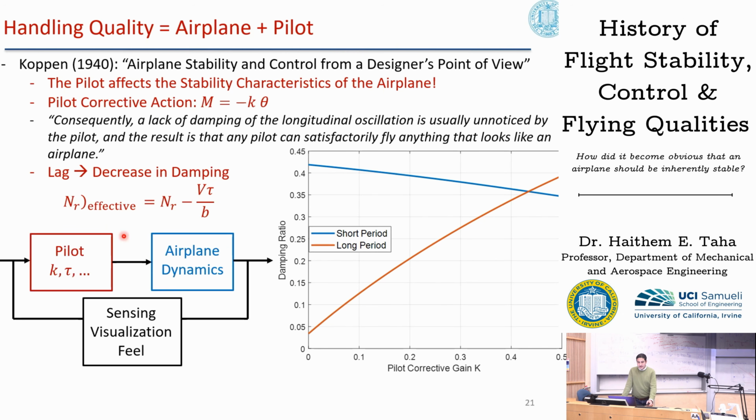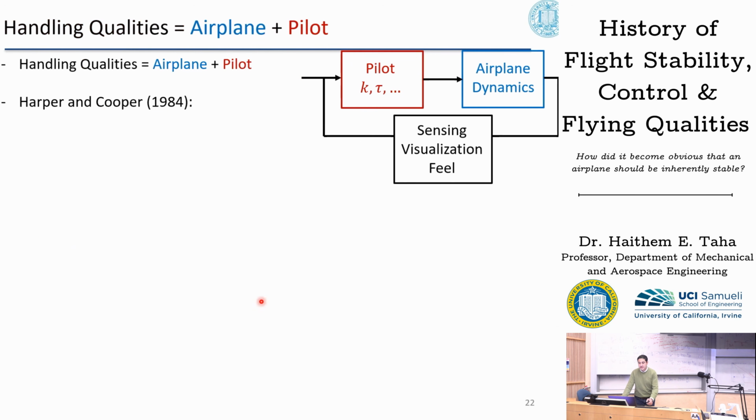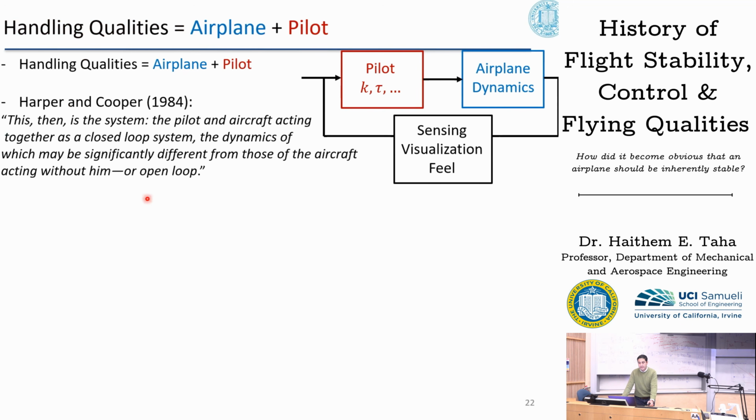So what we are talking about, or what is happening in reality, is really an interaction between airplane dynamics and pilot dynamics. So indeed, the handling qualities of the airplane is an interaction between the two. So this is nicely, expressively summarized in the seminal paper by Harper and Cooper. They wrote, "This then is the system, the pilot and the aircraft acting together as a closed-loop system, the dynamics of which may be significantly different from those of the aircraft acting without the pilot or open loop."